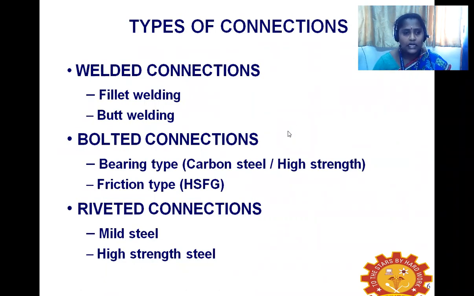Now we'll enter into types of connections. These are the very basic types of connections. First one is welded connection, bolted connection, and riveted connection. Under welded connections, we have two types. One is fillet welding, the other one is butt welding. Under bolted connections, we have bearing type and then friction type bolts. Third one is riveted connection. In that we have two kinds of materials. One is mild steel and the other one is high strength steel.